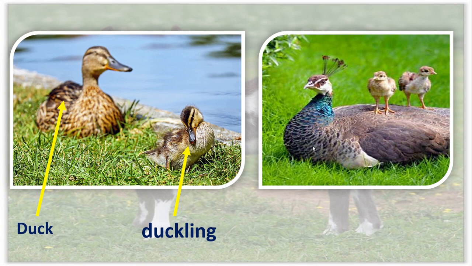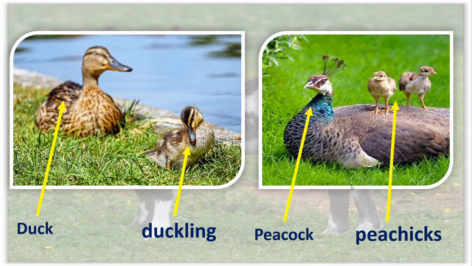And here you can see the peacock, a beautiful peacock, right? And the young one of the peacock is called as peachicks. Here two are there, so we call peachicks. If one is there, then peachick. Okay? Got this? Please try to remember this. Okay?